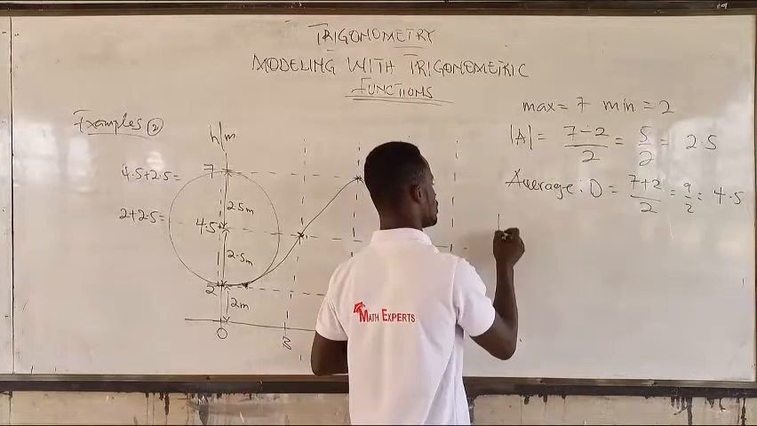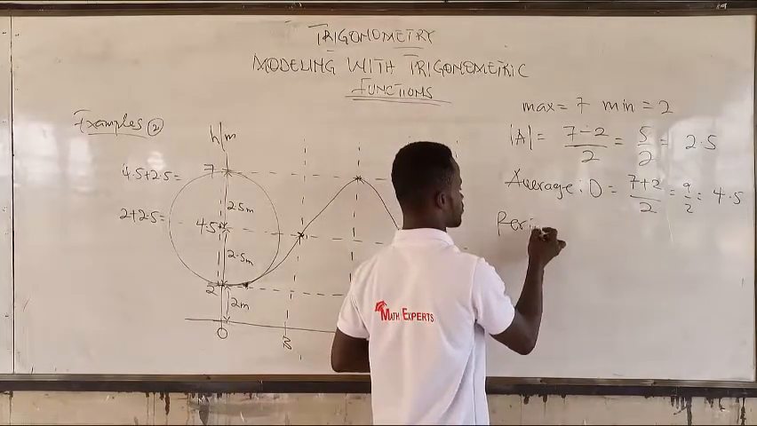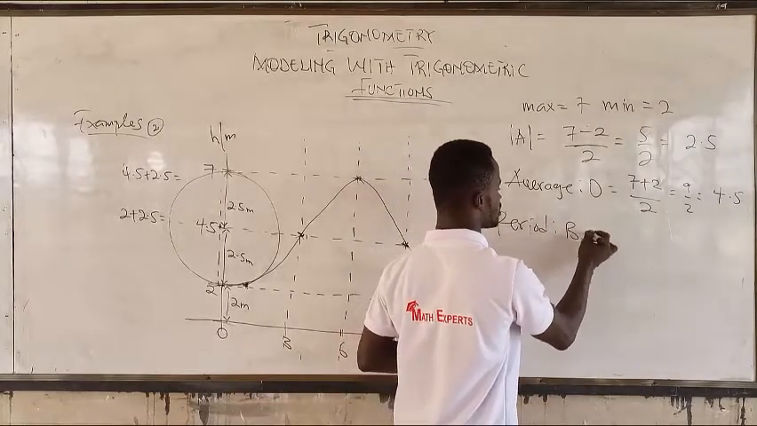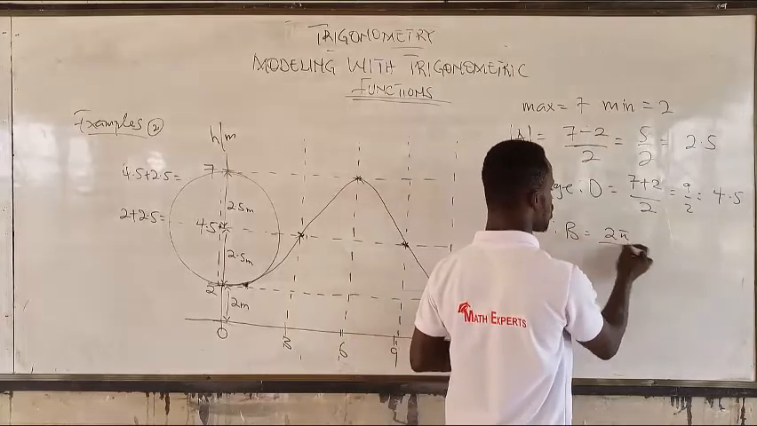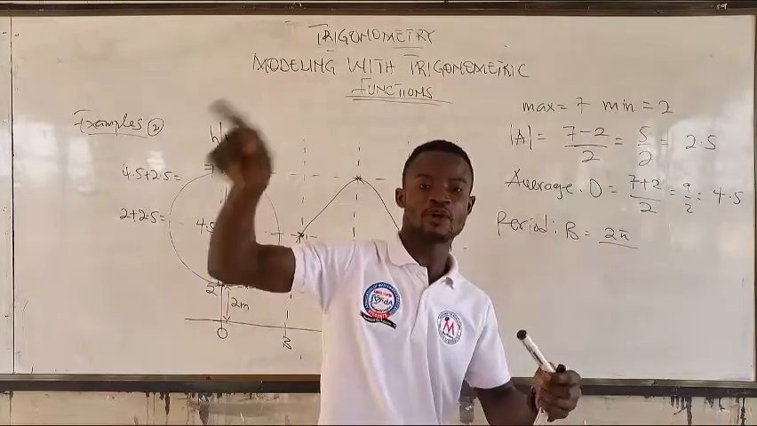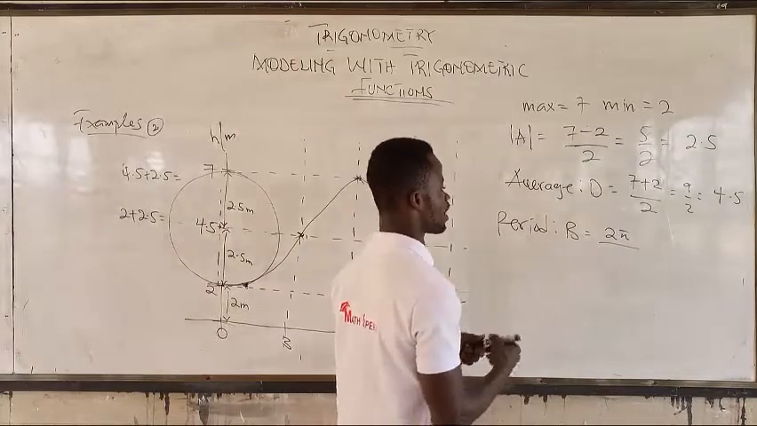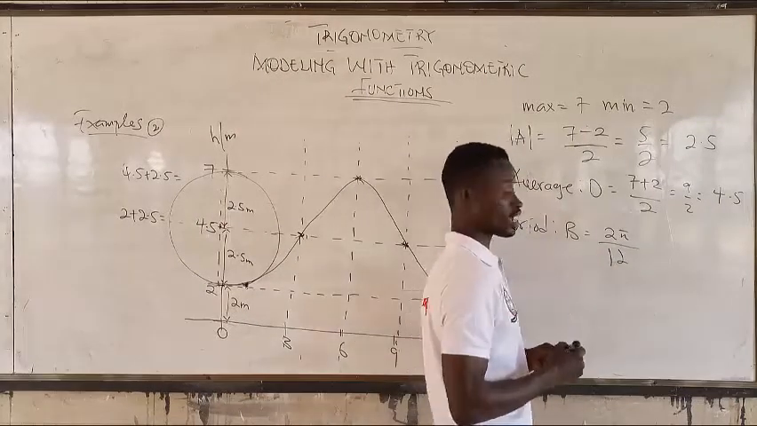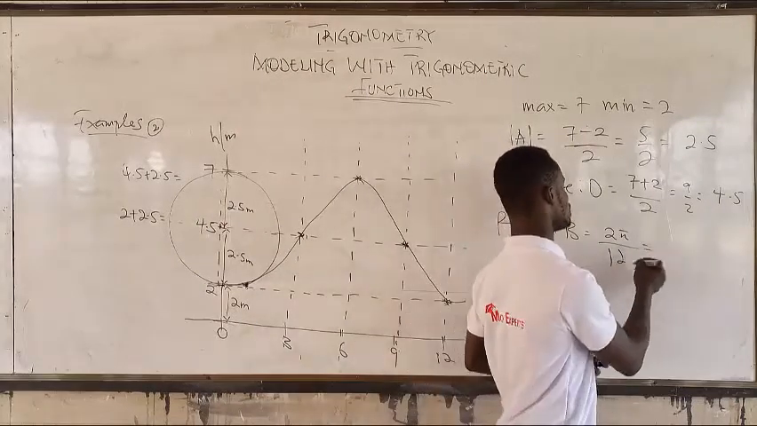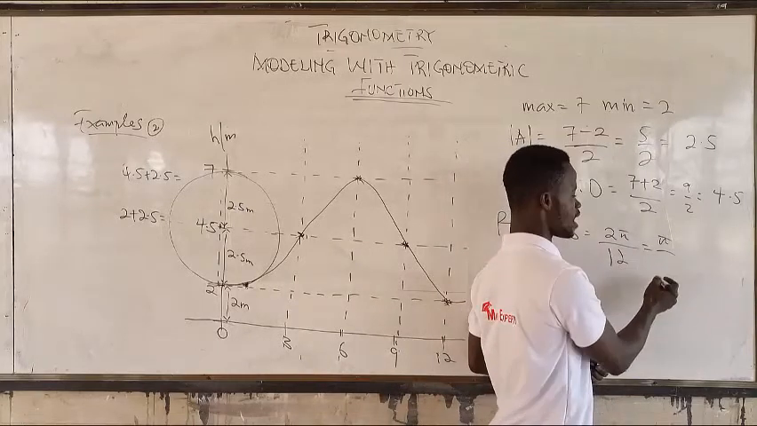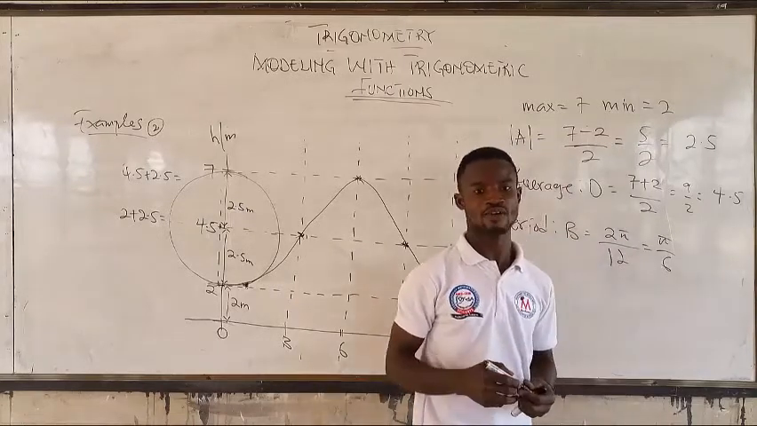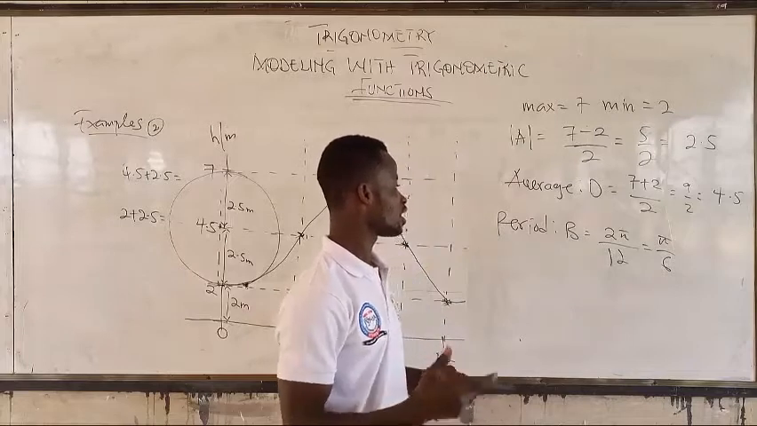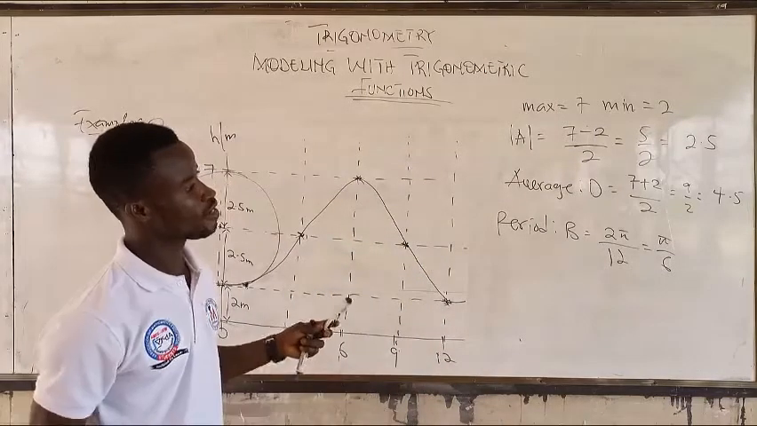Period. So we go for the period. That is the B, which is going to be 2 pi over. Now, after one revolution, what do we have? 4. Very good. That's what I like. So this is going to give you pi over 6. Pi over 6. Okay, what is left again?